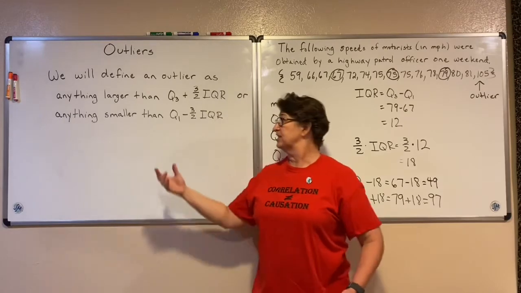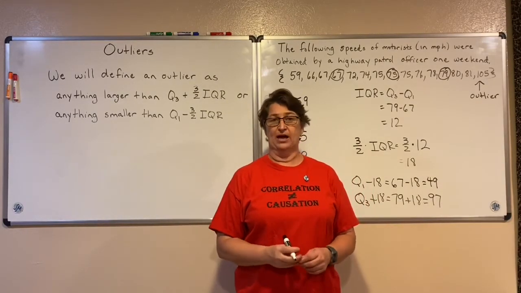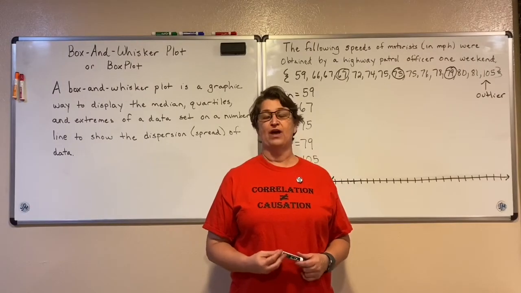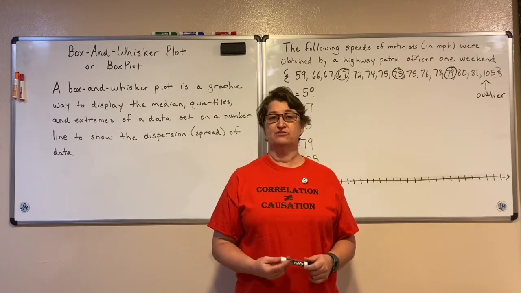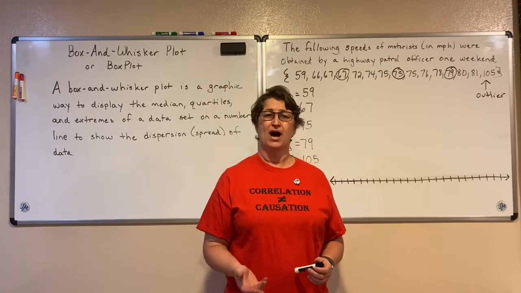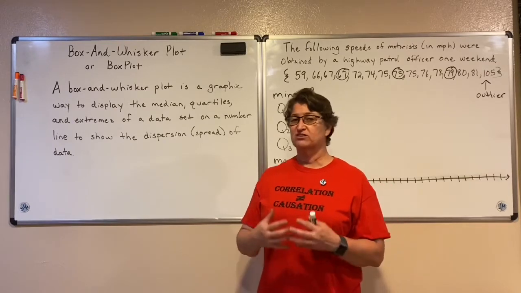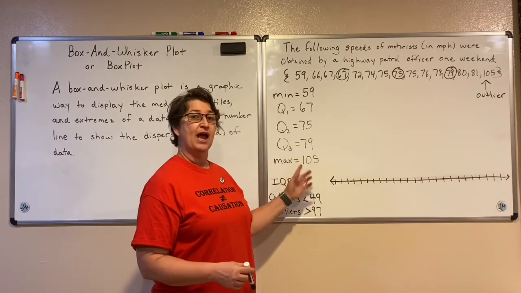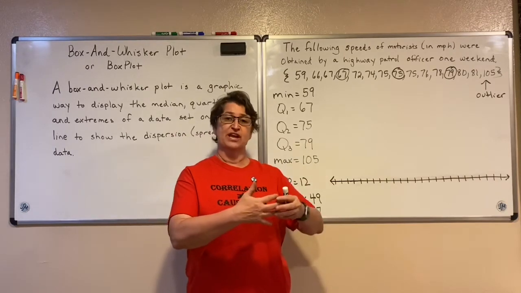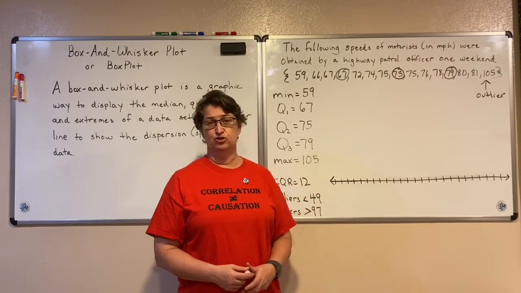So we use this definition to help us find our outliers. Now we're going to use everything we've just found and create a box and whisker plot, or a box plot. A box and whisker plot is just a graphic way for us to display this 5-number summary. And this 5-number summary is going to help us show the spread of our data, how spread out the data is.